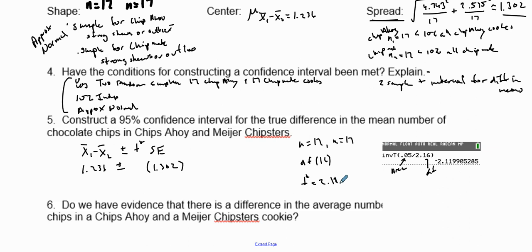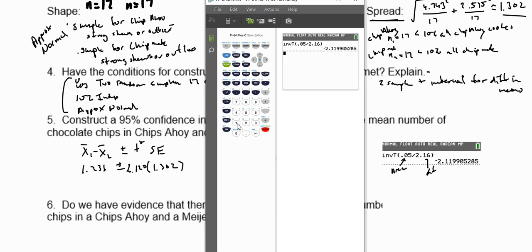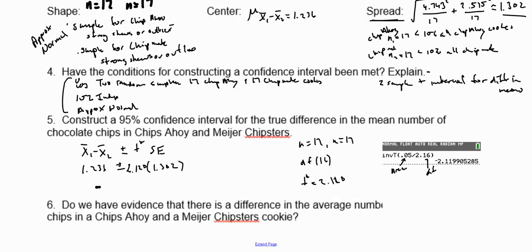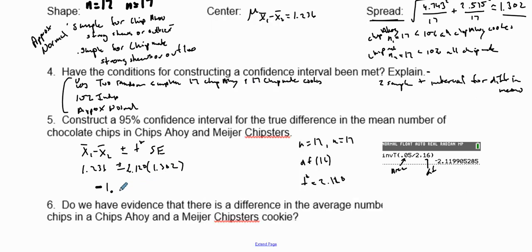And we probably can maybe say 2.120 if we wanted to. All right, so we're going to take that value and we're going to go 2.120. And so there is our value. And then from here, we can go back to our calculator and we can start calculating our different values. So we have 1.236, and we can subtract the 2.120 and multiply that by 1.302 and press enter, and we get a value of negative 0.524.